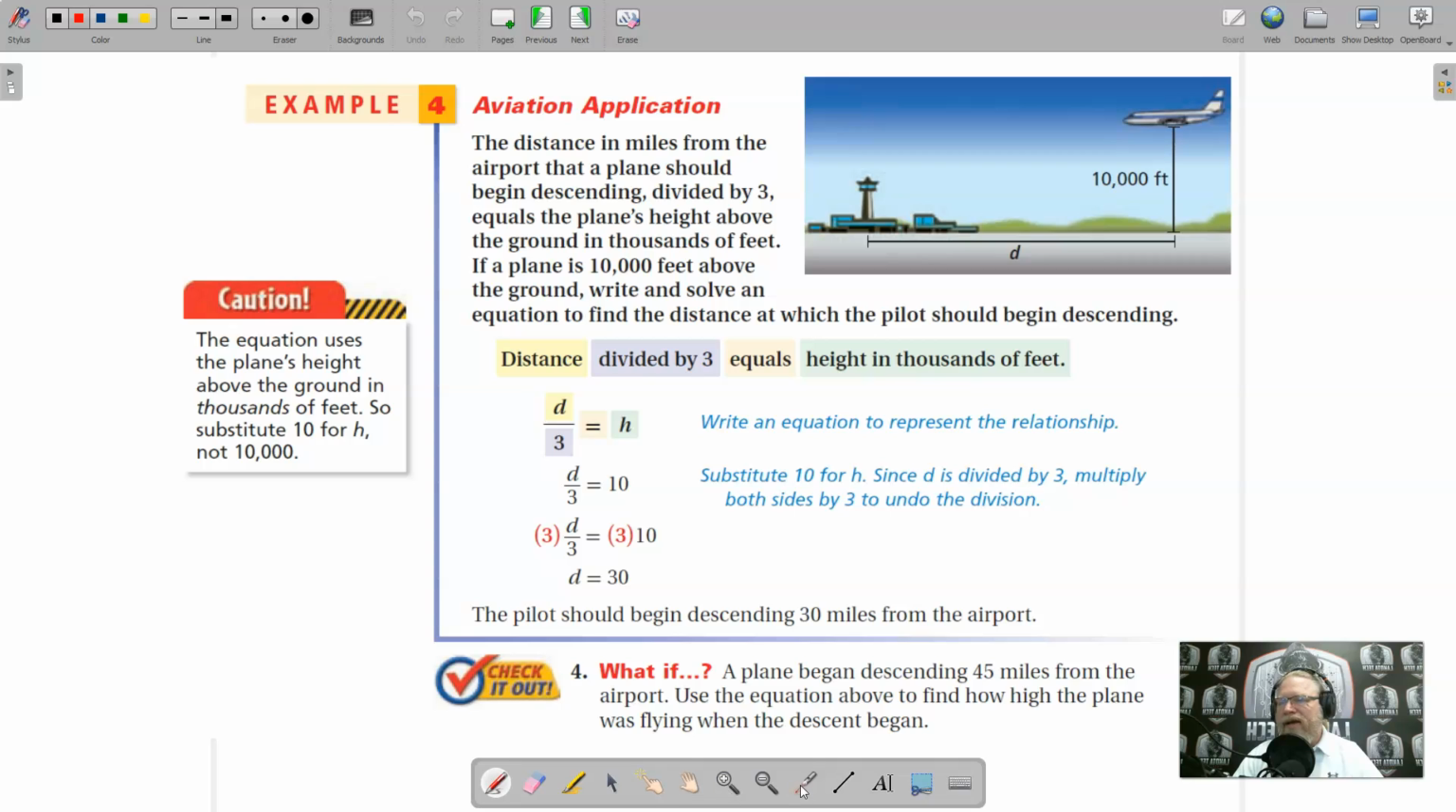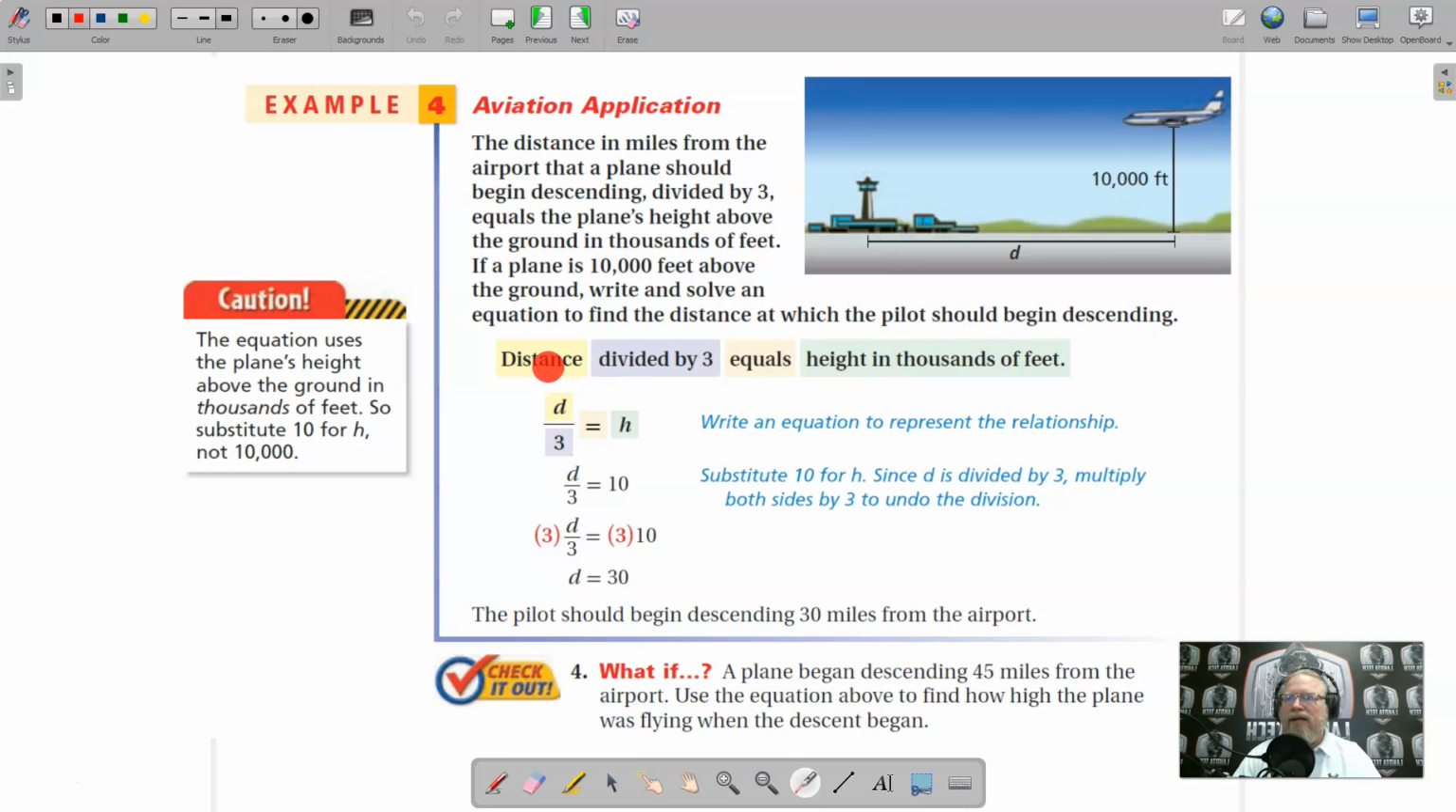All right, aviation. How might a one-step equation involving multiplication or division help an airline pilot fly an airplane? Aviation application. The distance in miles from the airport that a plane should begin descending divided by 3 equals the plane's height above the ground in thousands of feet. If a plane is 10,000 feet above the ground, write and solve an equation to find the distance at which the pilot should begin descending.